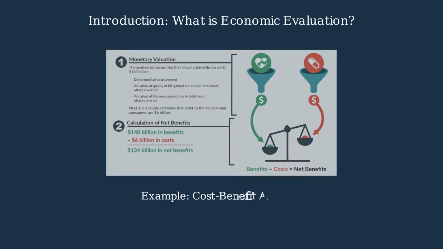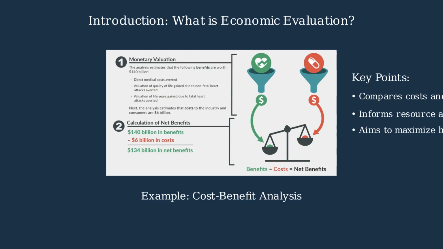Here's an example of a cost-benefit analysis, one type of economic evaluation. In this example, the benefits of $140 billion outweigh the costs of $6 billion, resulting in a net benefit of $134 billion. To summarize, economic evaluation compares costs and outcomes of interventions, informs resource allocation decisions, and aims to maximize health benefits per dollar spent. This critical tool helps decision-makers choose the most efficient and effective health interventions.